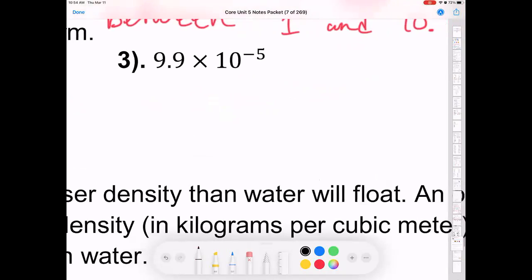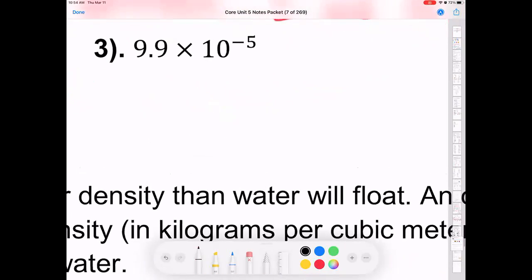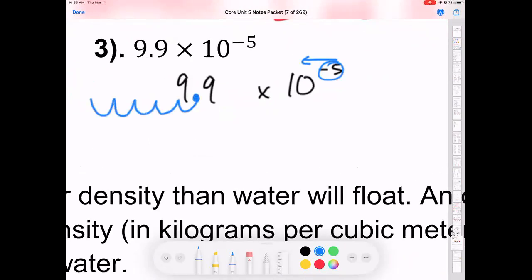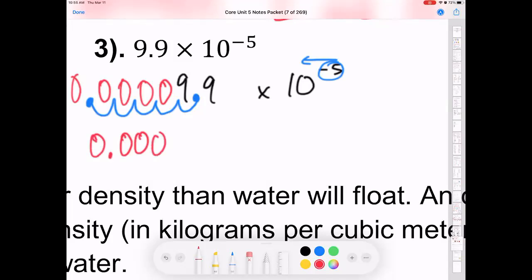Next up, 9.9 times 10 raised to the negative 5. So we have 9.9 times 10 to the negative 5th. Because we have a negative exponent there, we're going to shift this to the left 5 units. So we would take our decimal place and move it 1, 2, 3, 4, 5 decimal places. Anywhere we see those little bumps, we throw in a 0. And then that 0 extra one in front. So final answer is 0.000099.